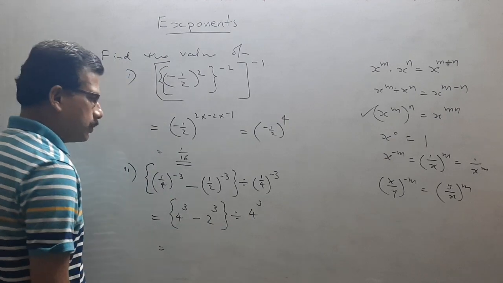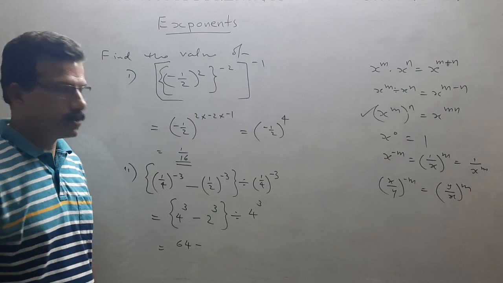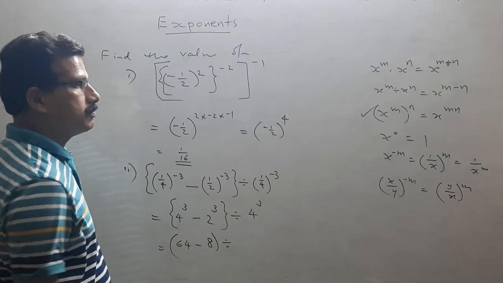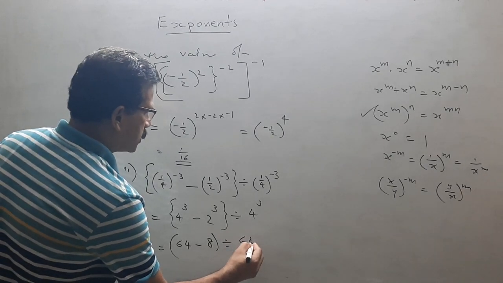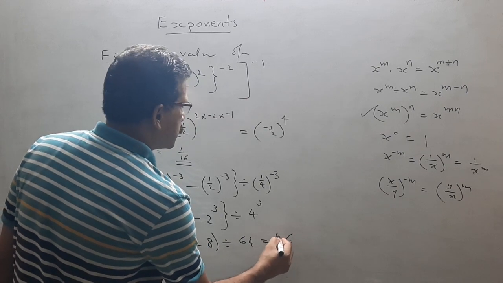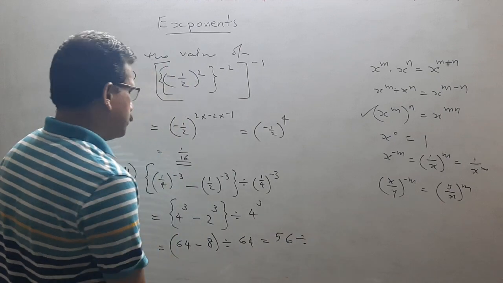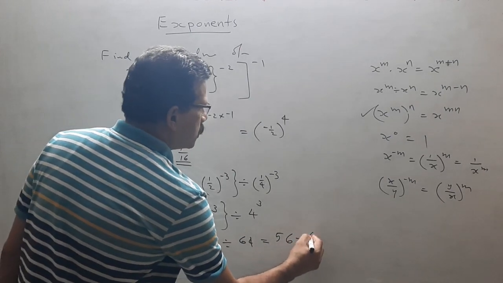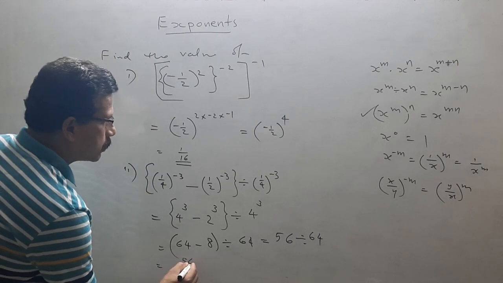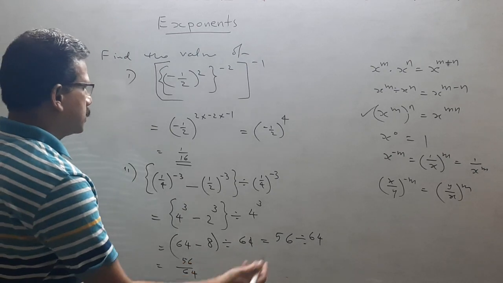What is this? 4 cube, 4 into 4 into 4, 64, minus 2 into 2 into 2, 8, divided by 4 into 4 into 4, 64. What is this? 56 divided by 64. If you want, we can write it as 56 upon 64, cancelling is possible. Do cancellation, we are getting the answer.